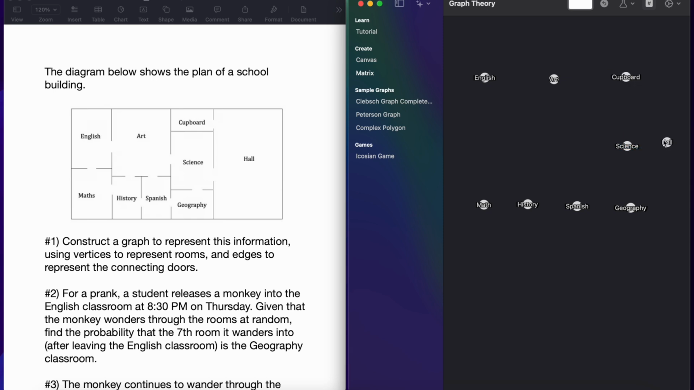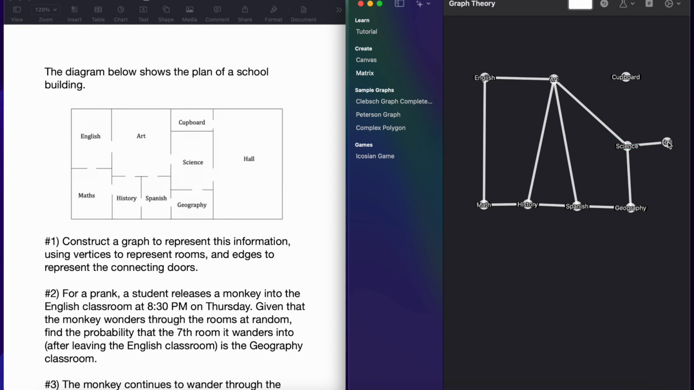Okay, now I have vertices representing each of the rooms in the image, and then I'm going to construct the edges. So the edges are wherever there is an opening between 2 adjacent rooms. So there is an edge from English room to the art room, an edge to the cupboard. Okay, so there we have our graph for this diagram.